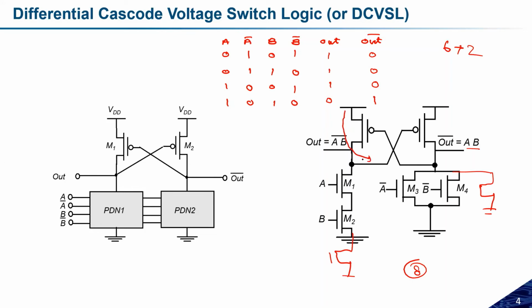So the TPLH will be reduced. So this kind of benefit you can get. Yes, we will get an area benefit there. Area is almost the same. There is no change in the area.